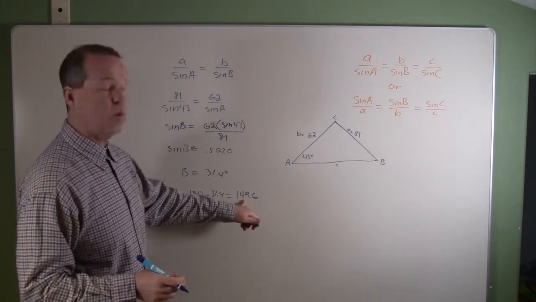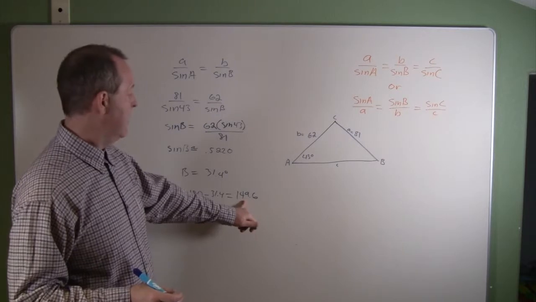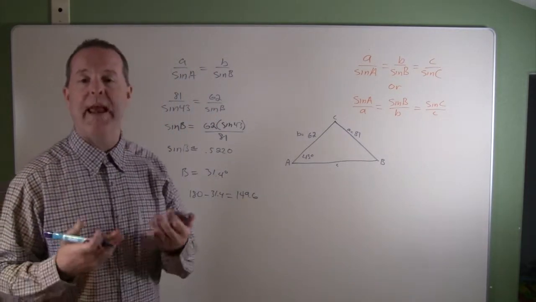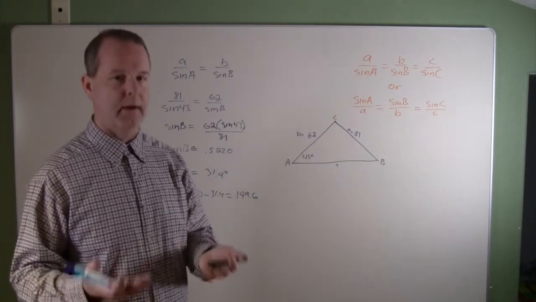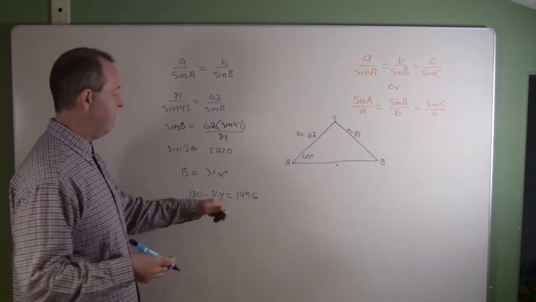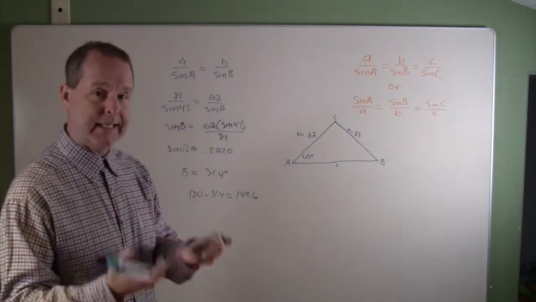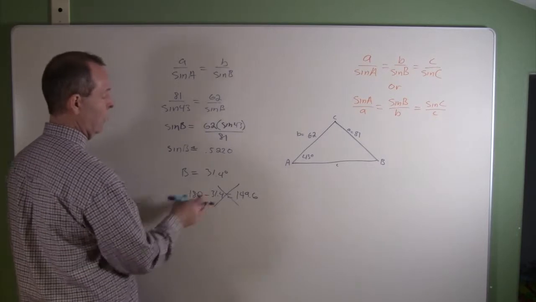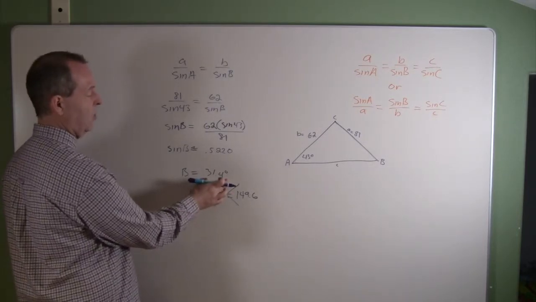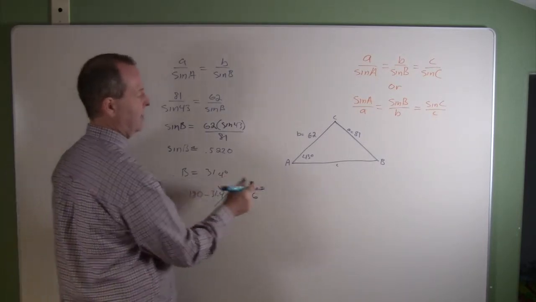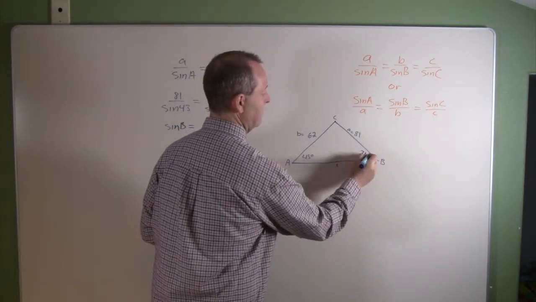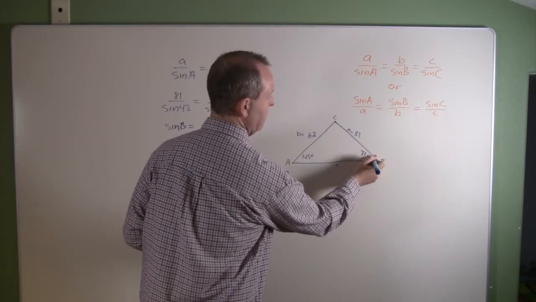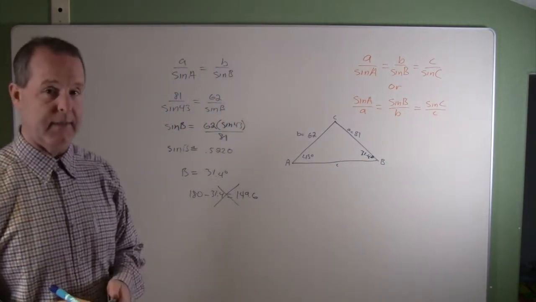Well, I can rule the 149.6 one out automatically, because if I included it within this angle right there, I would have three angles that add up to more than 180 degrees. So even though it does produce the sine that I got, I have to rule that one out. That one will not work. So I know that the angle B has to be 31.4 degrees.